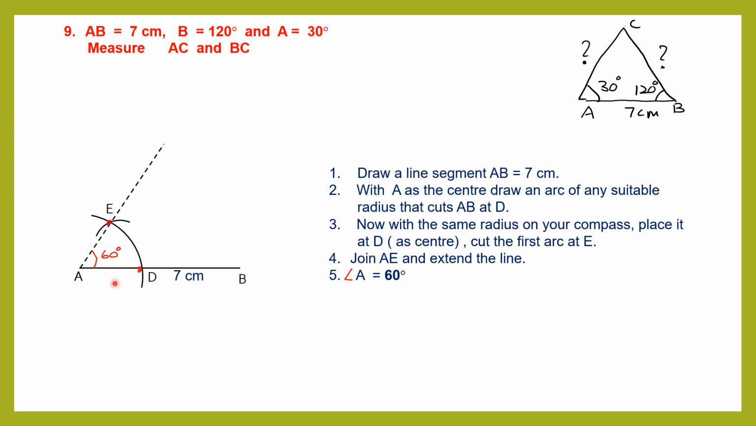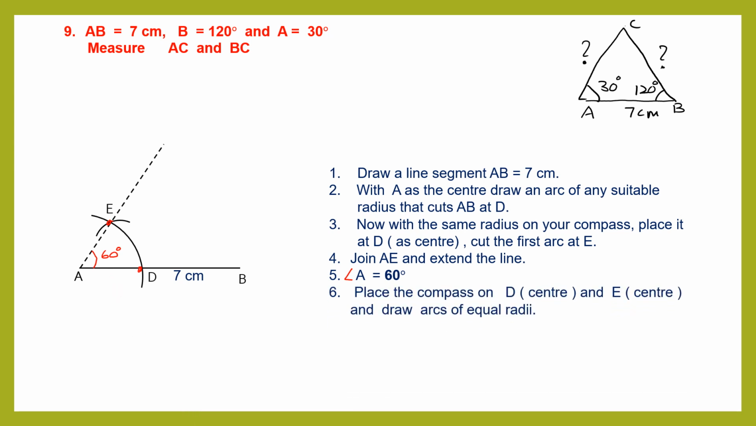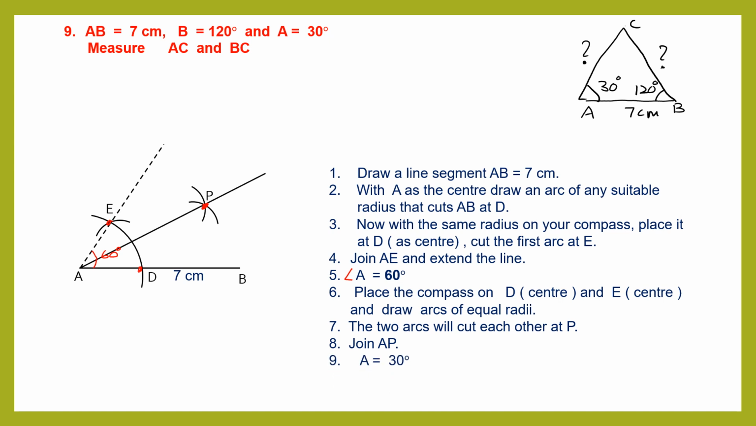So we're going to now bisect, divide this angle into two halves. Each half will be 30 degrees. Place the compass on D and draw an arc. Place it on E and cut that arc. We've got one arc, we've got the other arc which is cut, and this is the point where the arcs have met. The two arcs will cut each other at point P. So we're naming that point P. Now join AP. You can see A here and P here. Now angle A is 30 degrees.